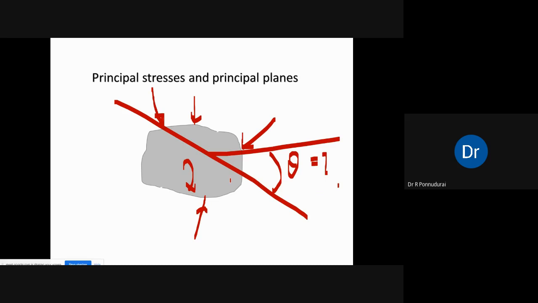Because we can replace this plane with an isotropic material. The plane number two, we can replace with a higher strength material, because the cracks are expected to initiate only in the principal plane. So to avoid the failure, we can replace that particular plane with a higher strength material, and for the rest of the area, we can go for the rest of the material. That is the idea.